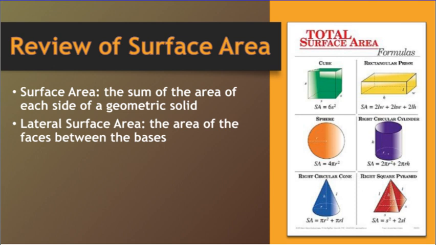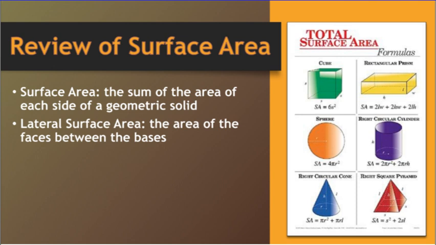So let's review surface area. Surface area is just the sum of the area of each side of a geometric solid. To the right, you can see some formulas to find total surface area for a cube, rectangular prism, sphere, right circular cylinder, circular cone, and a square pyramid.